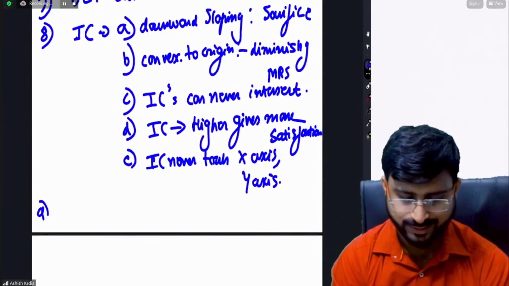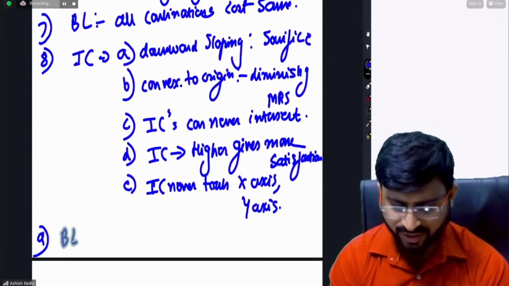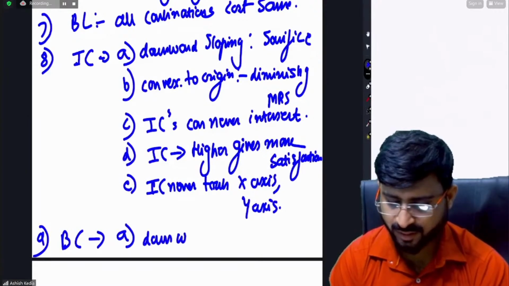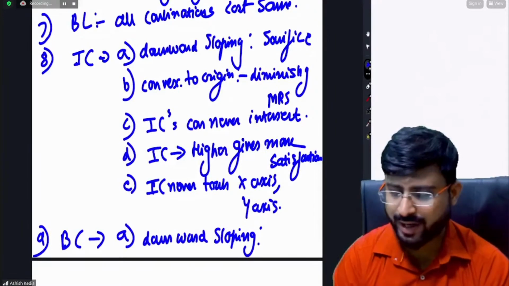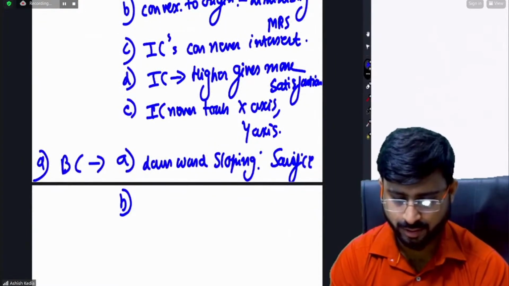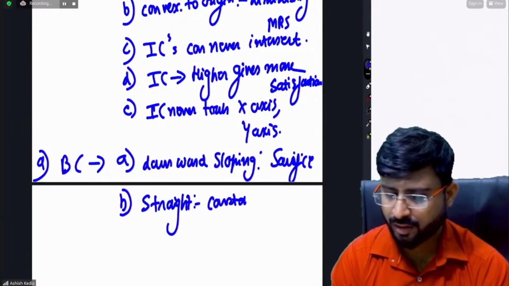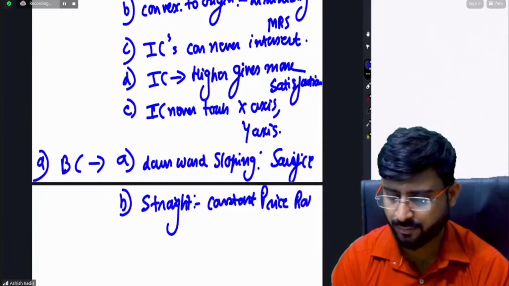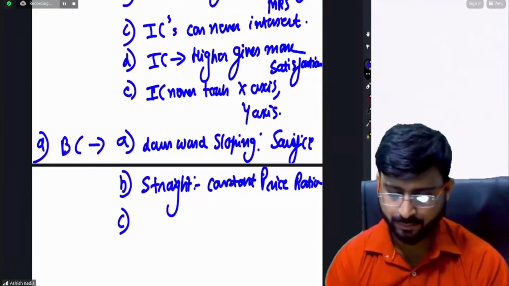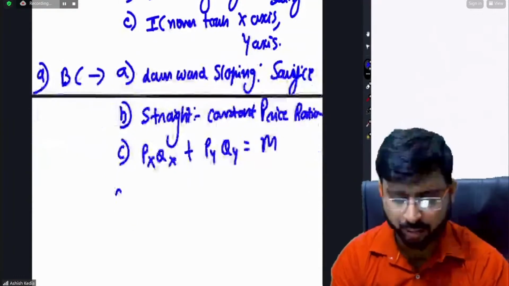Okay. Ninth question is the definition of budget line. Not the definition, rather, let's write out some features of it. A budget line is also downward sloping. Why? Because here also there is some sacrifice involved. It is straight because the price ratio is constant. In budget line we follow Px into Qx plus Py into Qy equals to monetary income or expenditure or the budget.